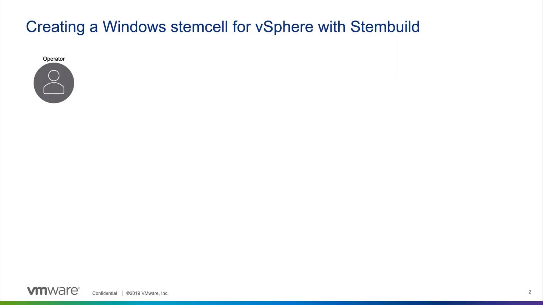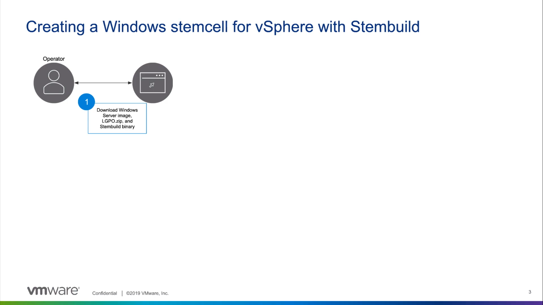Let's dive into the steps for creating a stem cell and some best practices for using Stembuild. You can begin by downloading a standard Windows Server image and lgpo.zip from Microsoft, as well as the Stembuild binary from Pivotal Network or bosh.io. You can find links to lgpo.zip and Stembuild in the description.